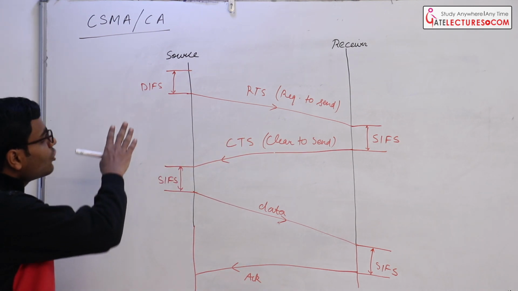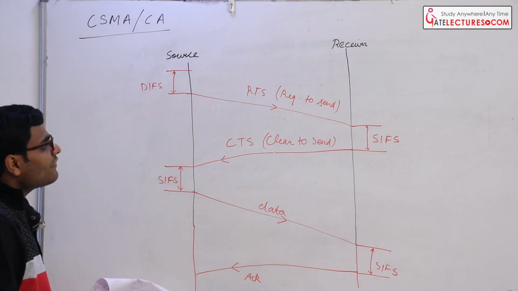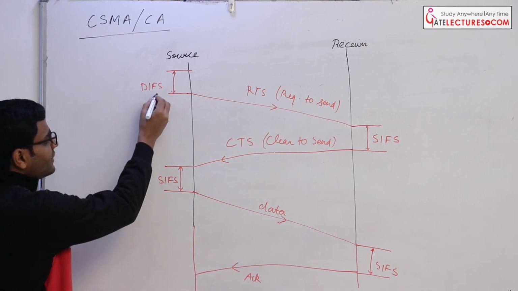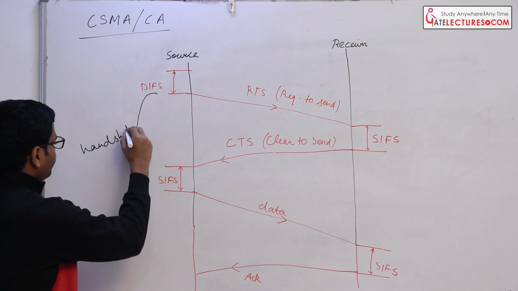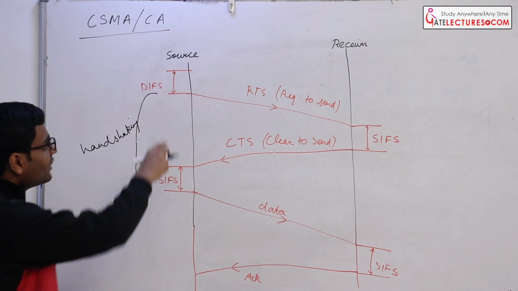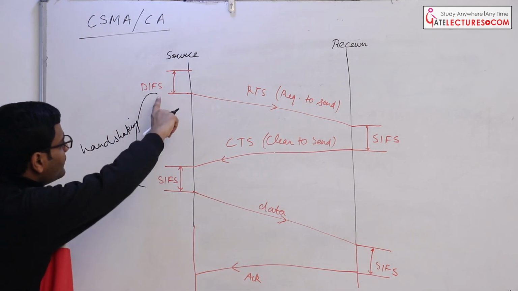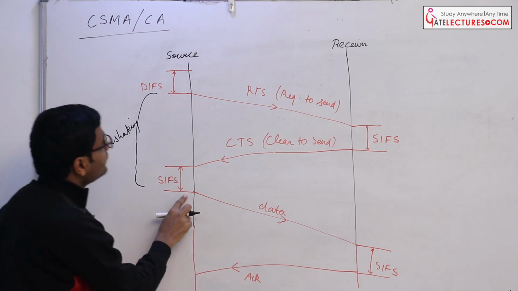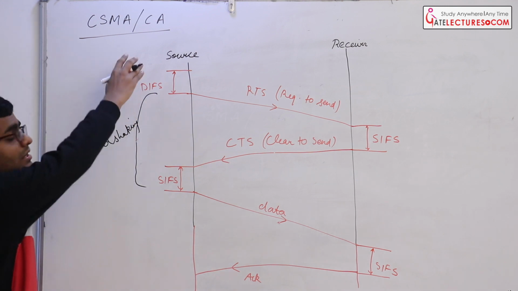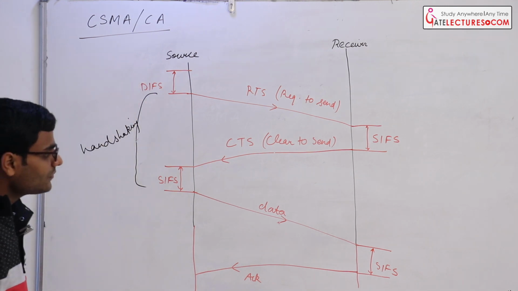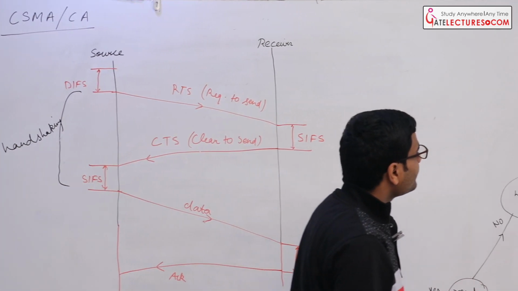So you see that for collision avoidance, we are not straight away sending the data packet. First, there is a kind of handshaking between the source and the receiver. It first requests whether the receiver is ready to take the data packet or not. When this kind of handshaking is done, then only the source will send the data packet to the receiver. So this is another way we are doing the collision avoidance. Fine. So now you will be able to understand this diagram more clearly.